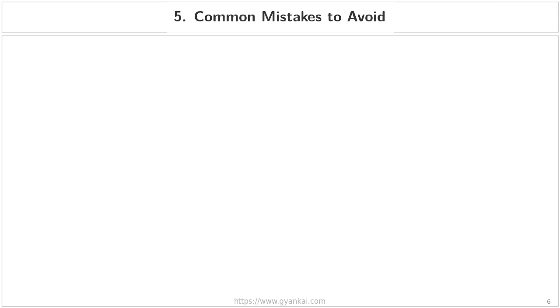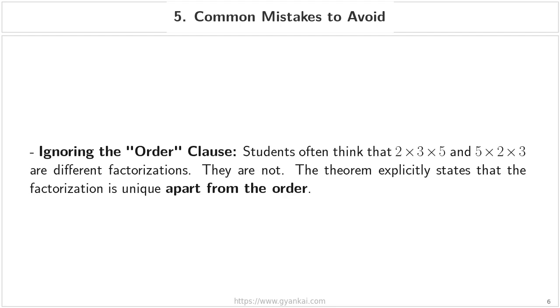5. Common mistakes to avoid. First, let's talk about ignoring the order clause. As we saw in our example with the number 120 earlier, you might write your factors as 2 times 3 times 5, while a classmate might write 5 times 2 times 3. It is very important to remember that these are not different factorizations. The theorem explicitly states that the factorization is unique, apart from the order.